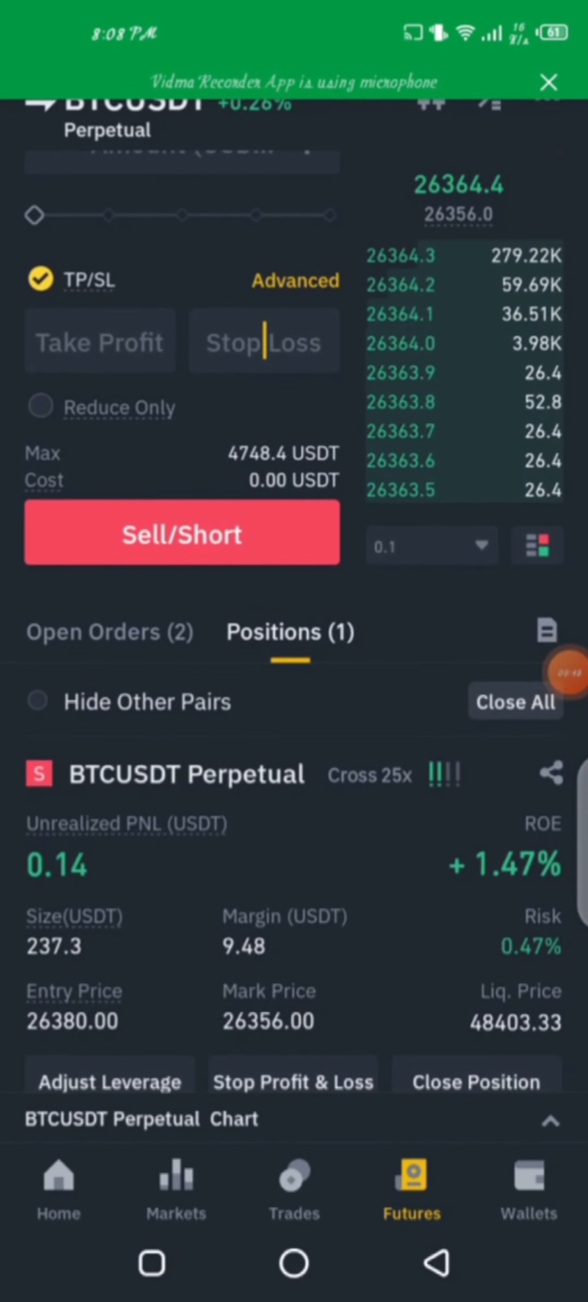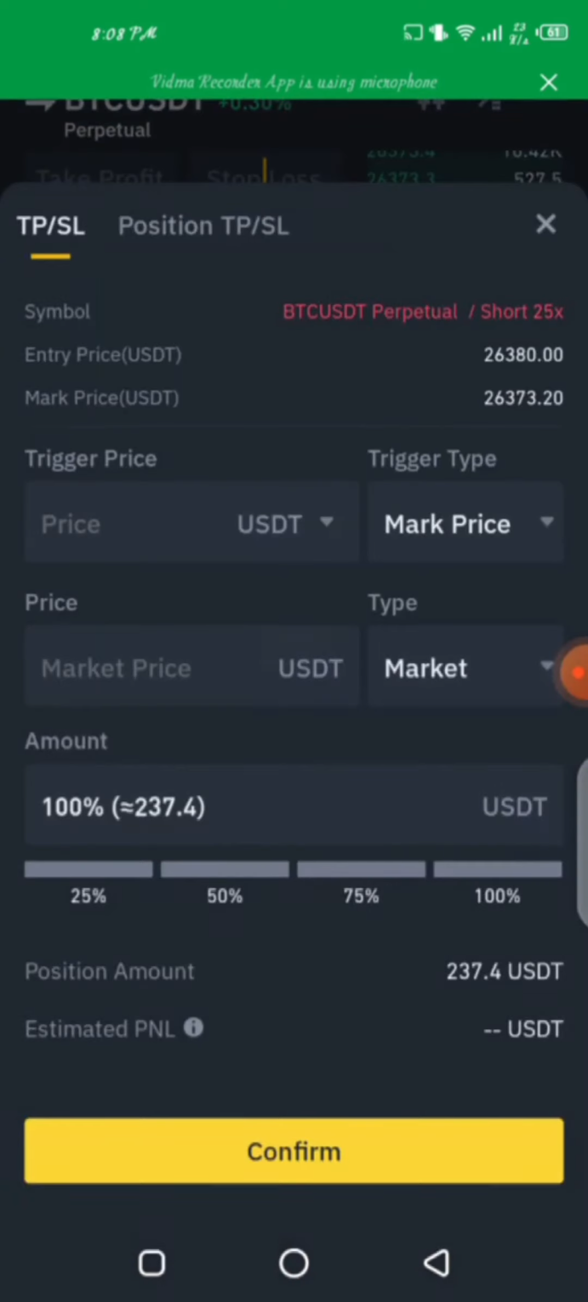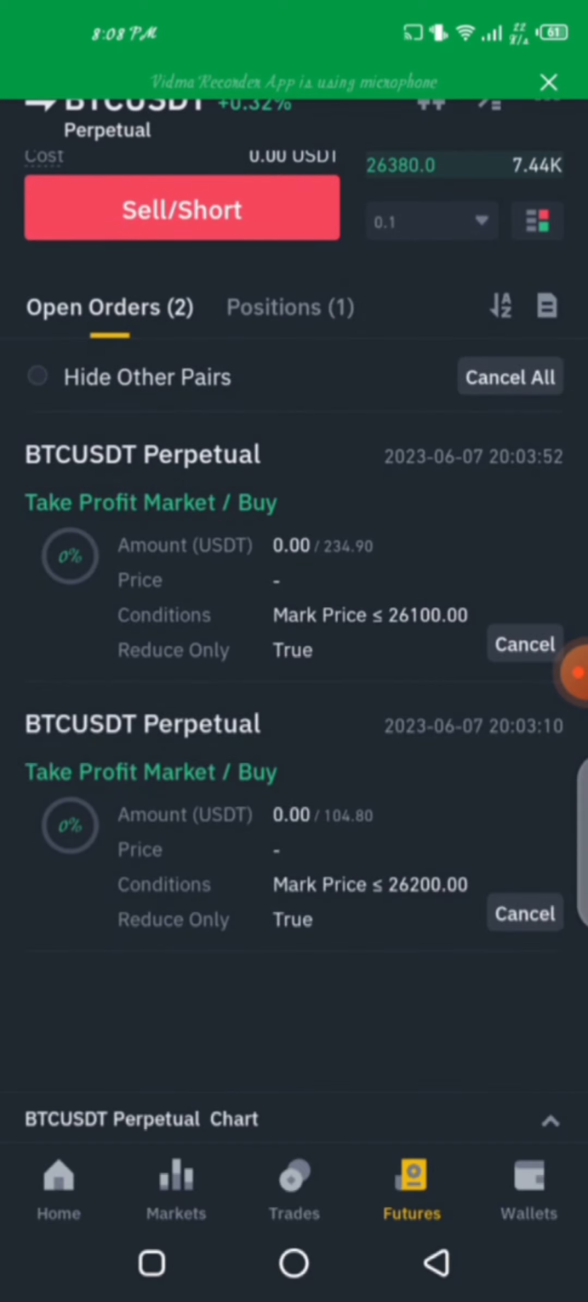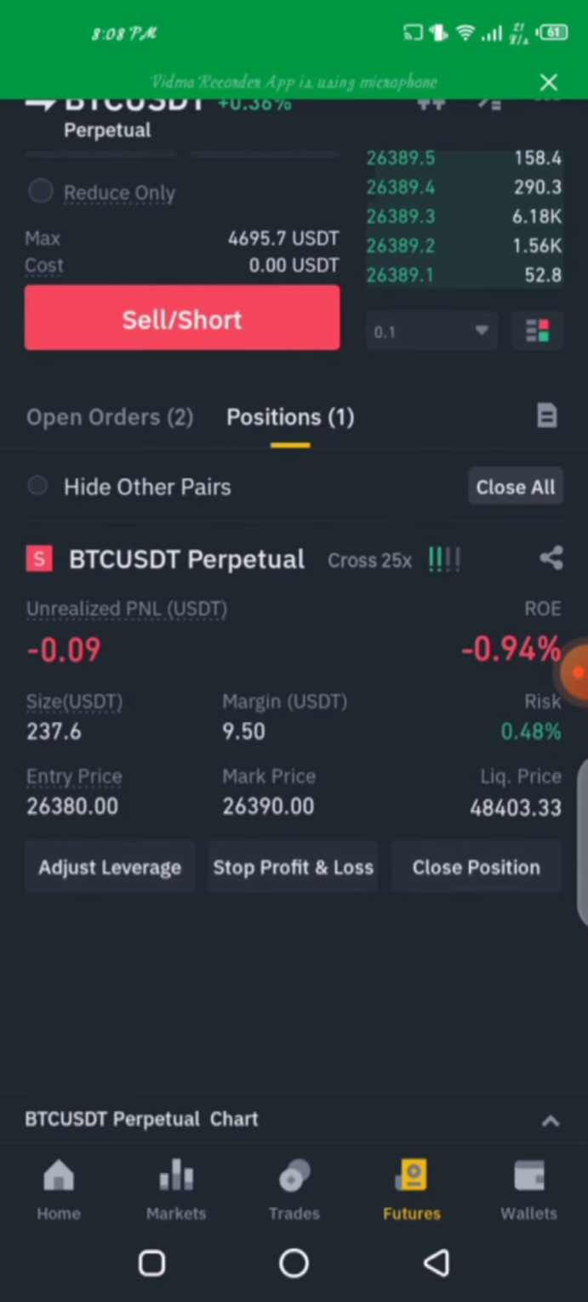So guys, as I was saying, if you can see, the market is still fluctuating. So for you to then finally set your stop loss, if you notice, I've set our two take profits here, which is this and this. Take profit at this price, and take profit at this price, 26,200 and 26,100. So it is also important we set the stop loss. So now you can see I'm at negative.